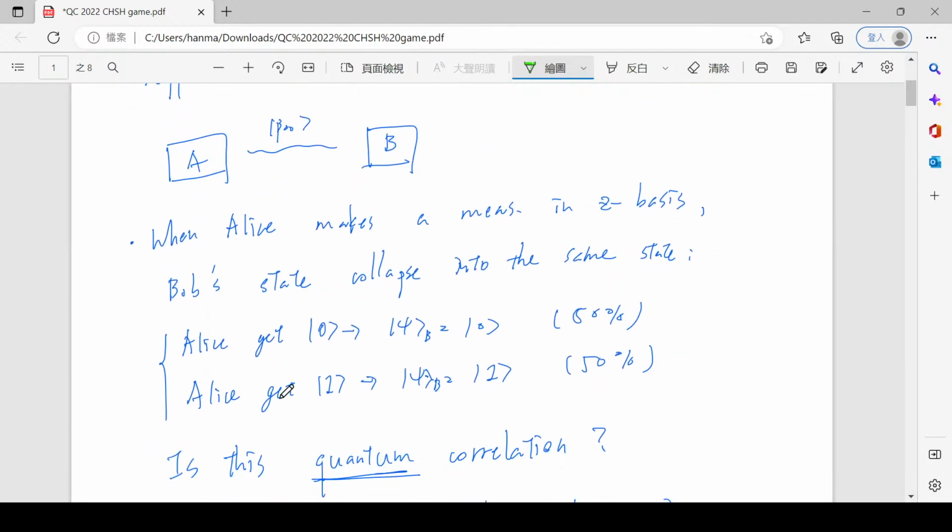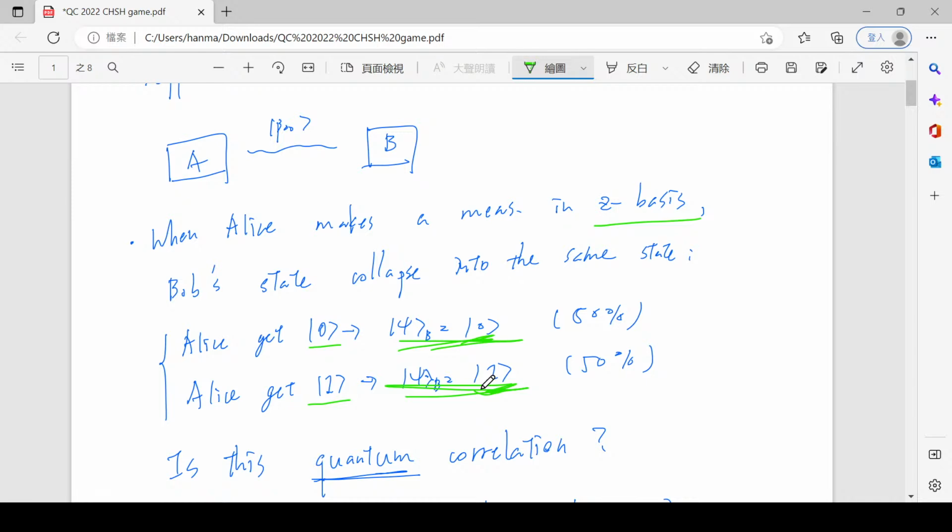At the very beginning, we said that if Alice is measured in the Z basis, then Bob's state will also get projected to this Z basis state. So Alice is measured in the Z basis and gets 0, then Bob's state will also become 0. And if Alice gets 1, Bob's state will become 1. And this is actually true for more bases.